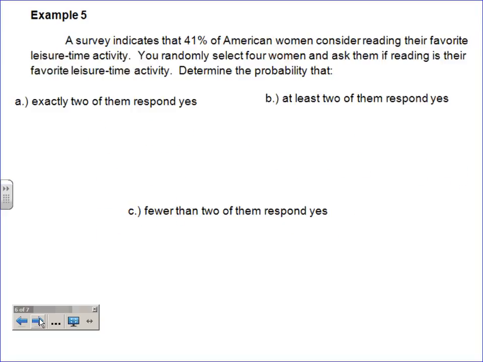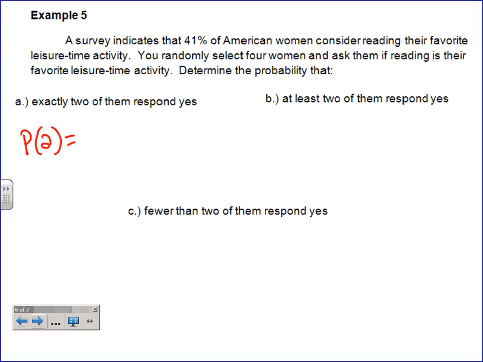A survey indicated that 41% of American women considered reading their favorite leisure time activity. You randomly select 4 women and ask them if reading is their favorite leisure time activity. Determine the probability that exactly 2 of them respond yes. So, what are we going to do? Well, we're trying to find out basically that you give a 2, right? So you could kind of say, you could write it like this if you wanted to, probability of 2, right?